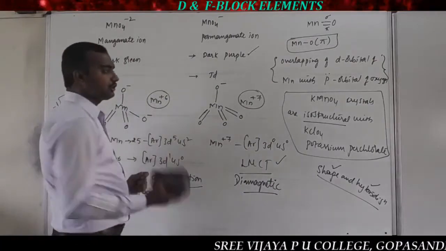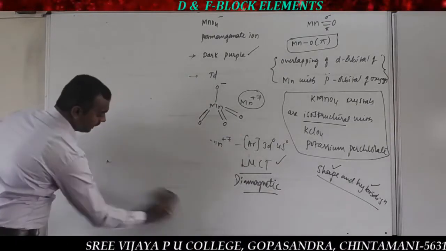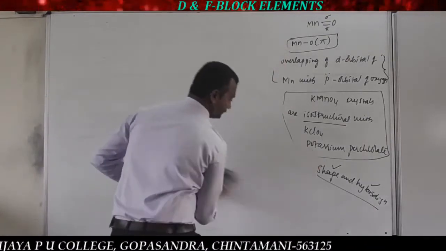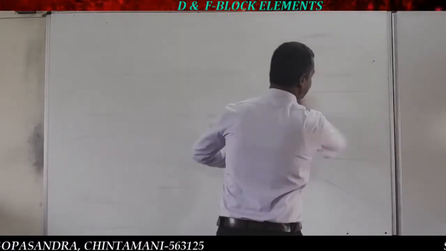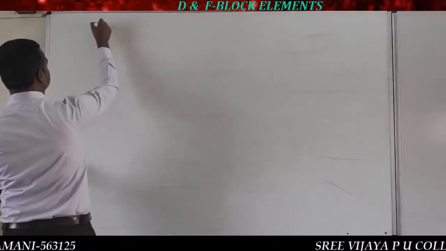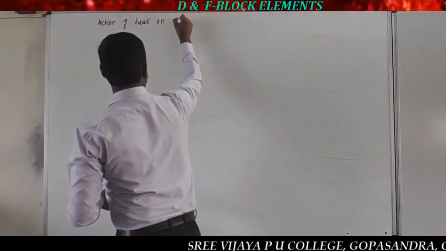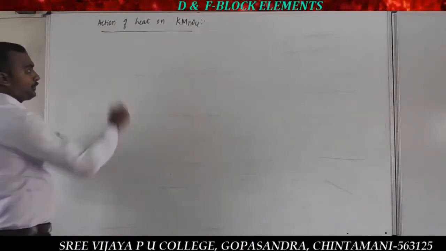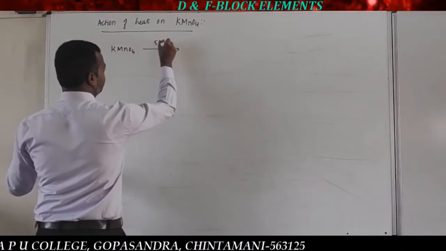And the next one is action of heat on potassium permanganate. That's a 2 marks question. Action of heat on potassium permanganate: what happens when potassium permanganate is heated? Potassium permanganate on heating at 513 Kelvin.